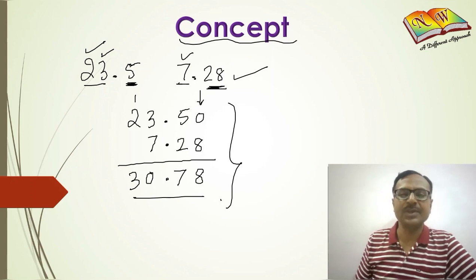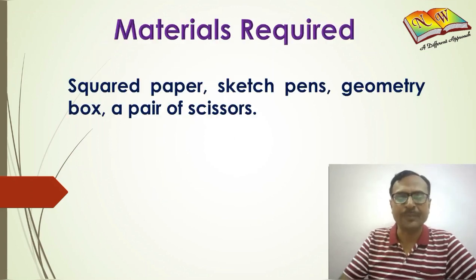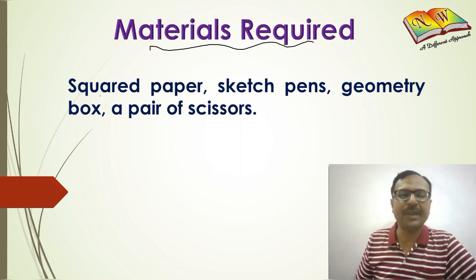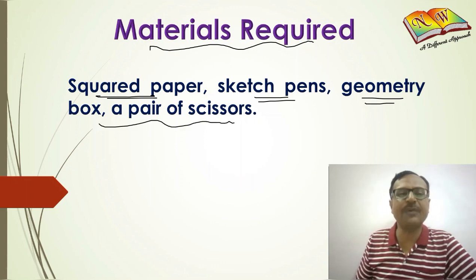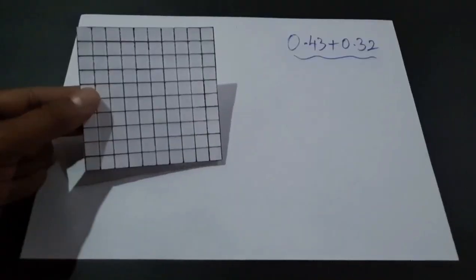We can do this using the activity method also. Let's see what is the material required to perform that activity. We require squared paper, sketch pens, a geometry kit, and a pair of scissors for cutting work. Let's perform this activity now.